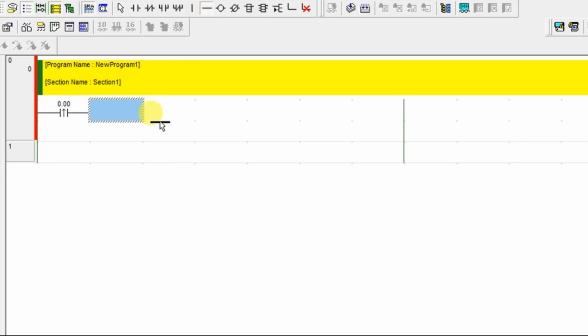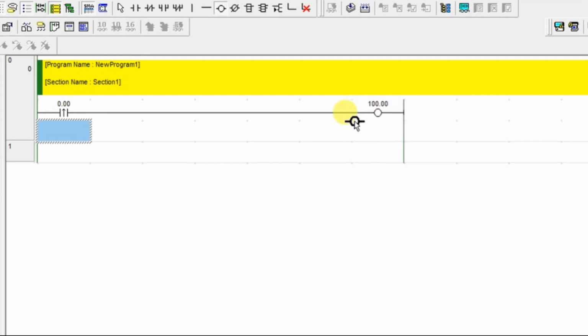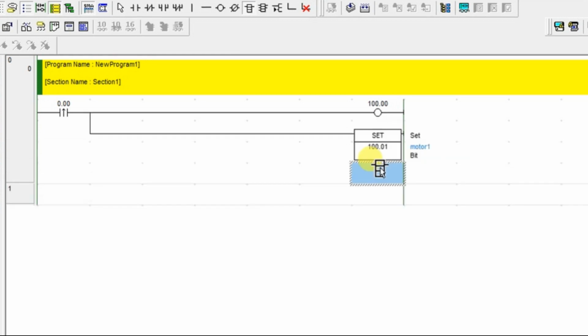Since it is a pulse, you cannot see it in a normal coil. I'll show you that also. Since it is a pulse, you cannot see the output here. But with the help of the set instruction, you can see the output. So I'm going to set one more output with the pulse input. Let's take this as motor 1. That's it.